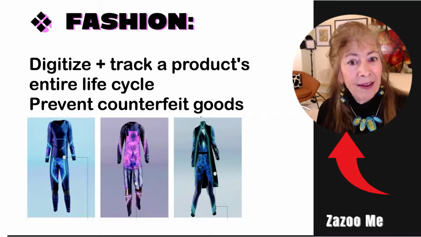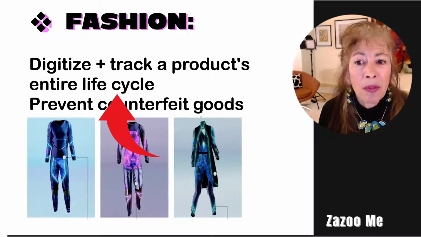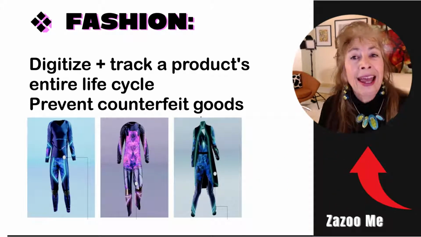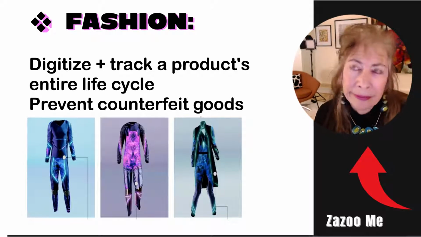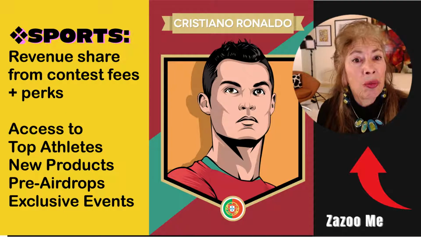For example, in fashion, you can digitize and track a product's entire life cycle to prevent counterfeit goods. This is something so important in the fashion industry, there are so many counterfeiters. So this is one way to try to prevent that.